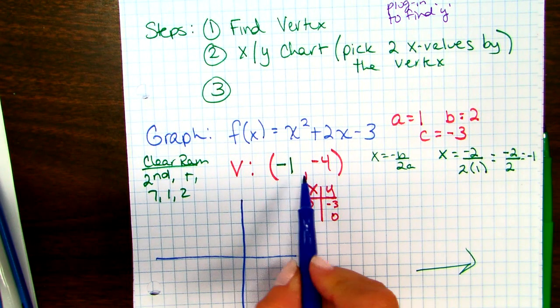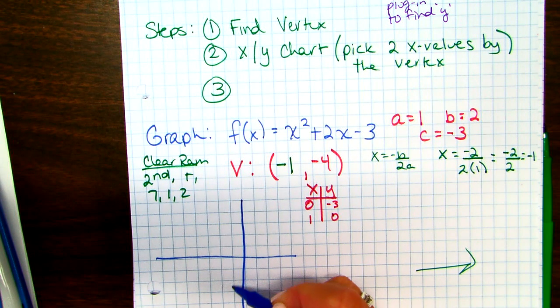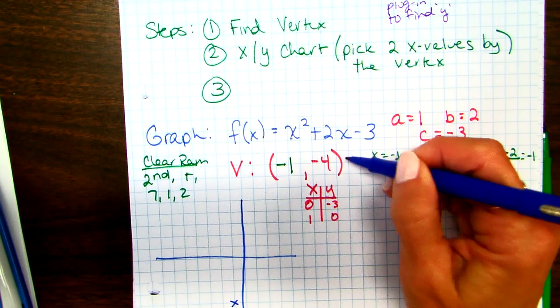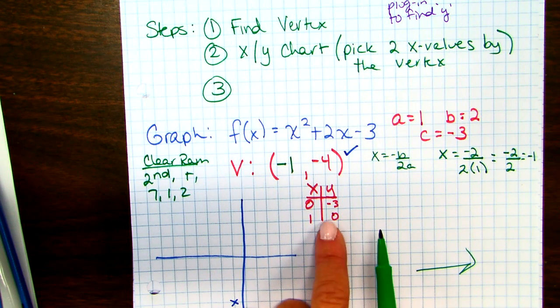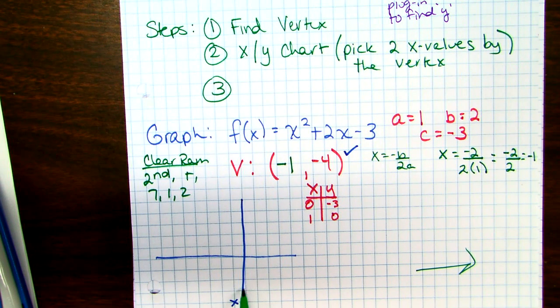Graph your vertex first. Left 1, down 4. Remember I like to make an X. That's my vertex. Graph 2 points. We've got them right here. 0, -3. There's one. 1, 0. There's another.